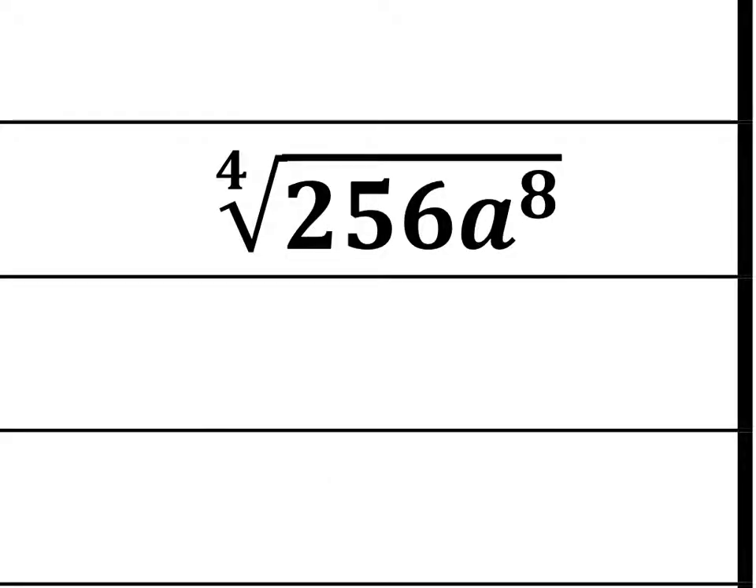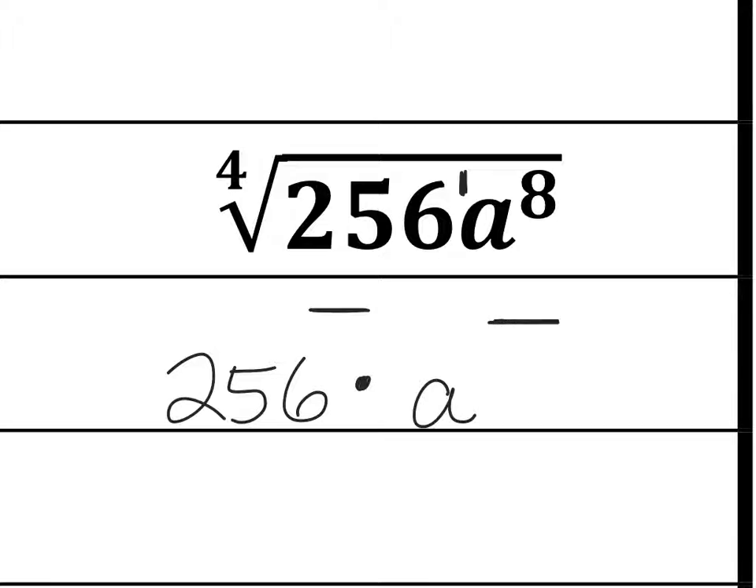What thing here is being raised to the 8th power? The a. 256 is not. 256 has a power of 1. Okay? So let's split it up separately. 256 is going to be multiplied times a. They're both going to have that fractional, the rational exponent. On both of them, what goes on the bottom? 4, because they're taken to the 4th root.